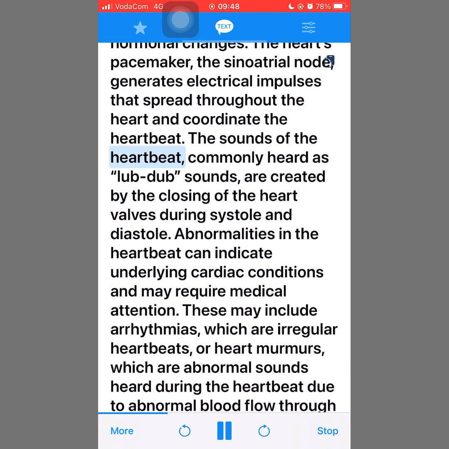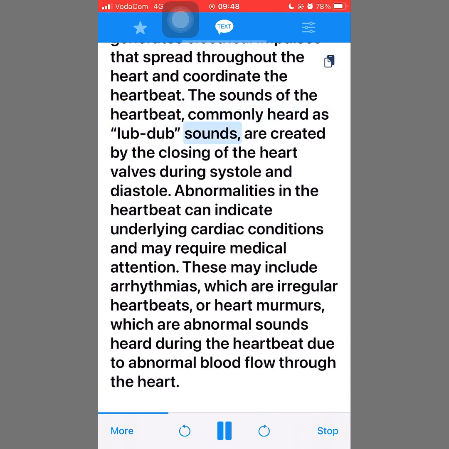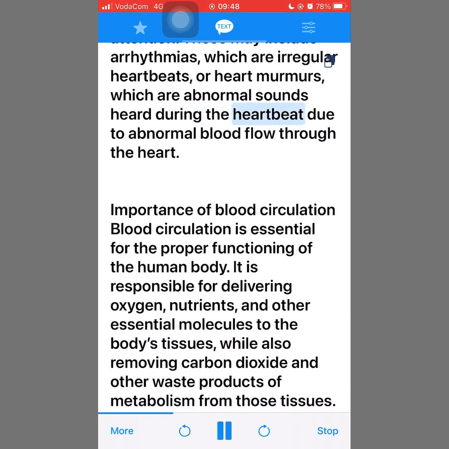The sounds of the heartbeat, commonly heard as lub-dub sounds, are created by the closing of the heart valves during systole and diastole. Abnormalities in the heartbeat can indicate underlying cardiac conditions and may require medical attention. These may include arrhythmias, which are irregular heartbeats, or heart murmurs, which are abnormal sounds heard during the heartbeat due to abnormal blood flow through the heart.